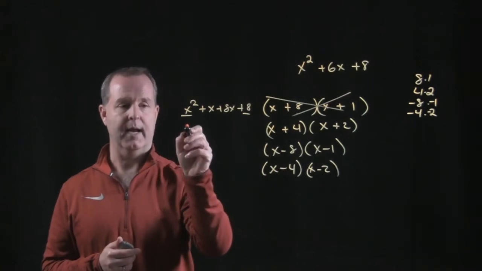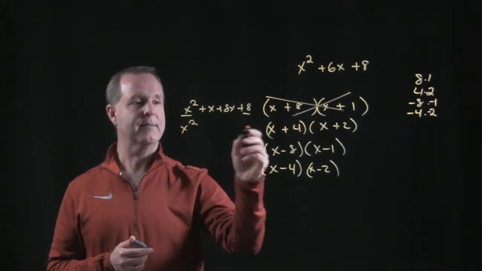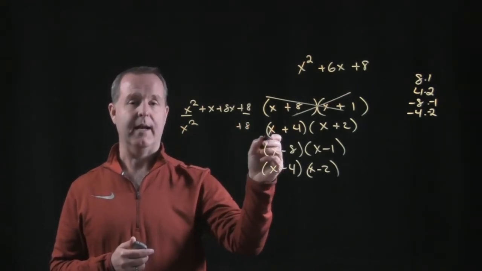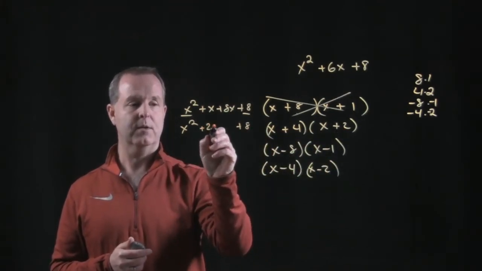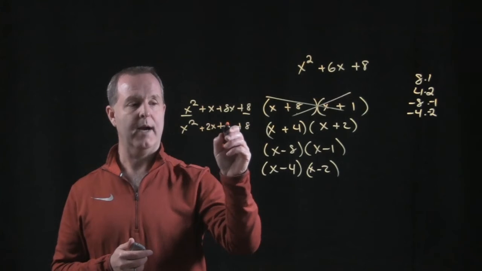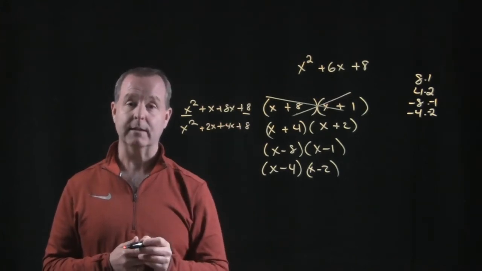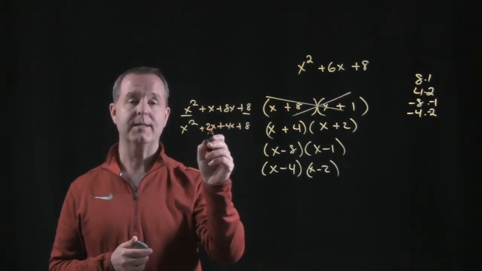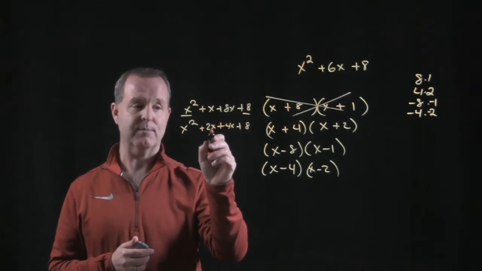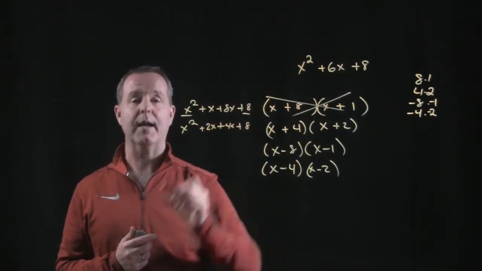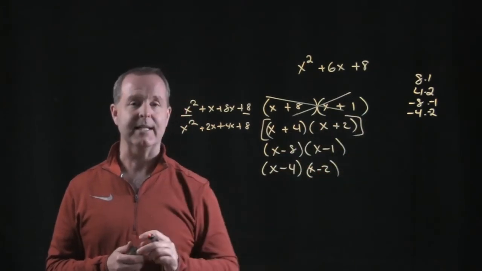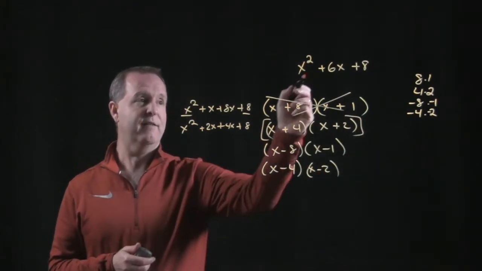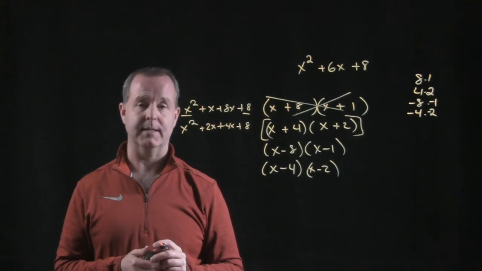First times first was an x squared. Last times last was an 8. Okay, what about the O? X times 2 is a 2x. The inner terms is a 4x. If we collect like terms, we notice that we do have a 6x as my middle term, which is what I had right there. So that tells me then that this second listing is the correct way to factor x squared plus 6x plus 8.